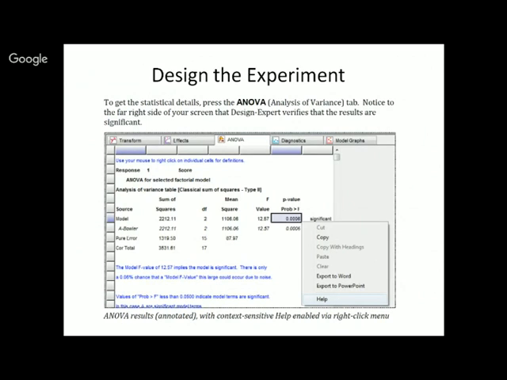ANOVA is another method which can say whether your model is significant or not significant. It will give the F value or p values. For example, if the F value is 12.57, that means the model is significant. And if this value is more than 0.05, that means your terms are significant.